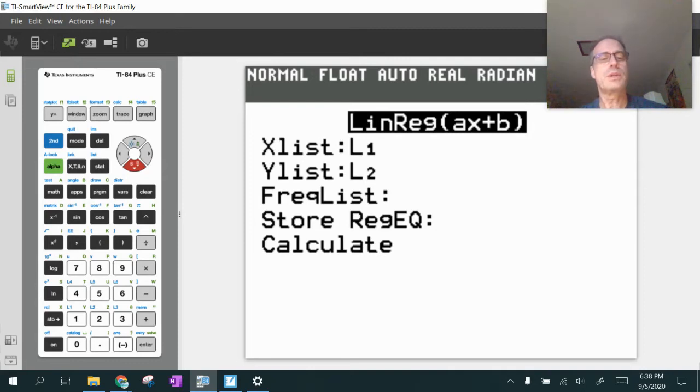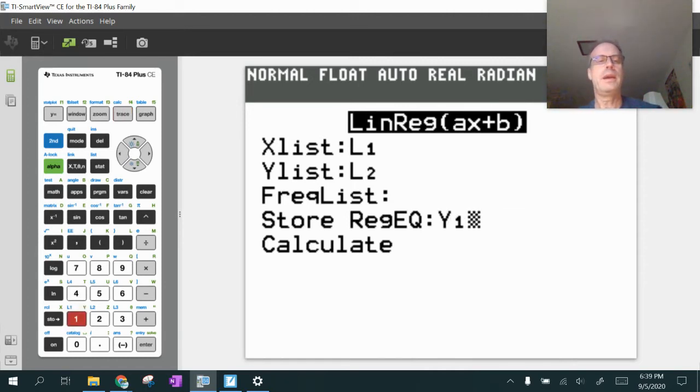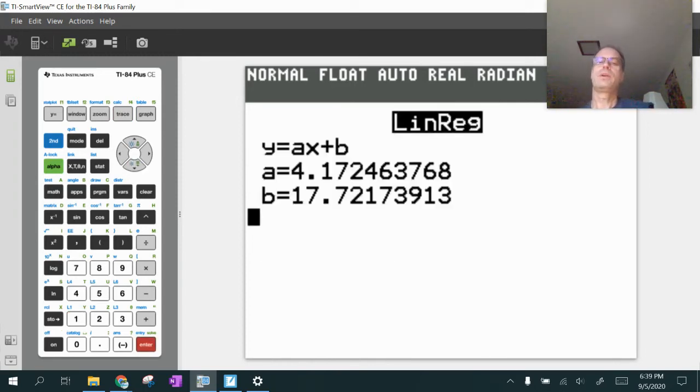So what I'm going to do is, once I've got it down to the line where it says store reg EQ, I did that by hitting the down arrow. Now I'm going to push alpha, trace. And what this does is it's a shortcut that pulls up an option that'll allow me to just import it into y1. So I push 1, and now I push calculate, and there is my linear regression.